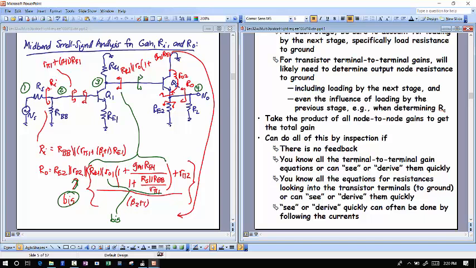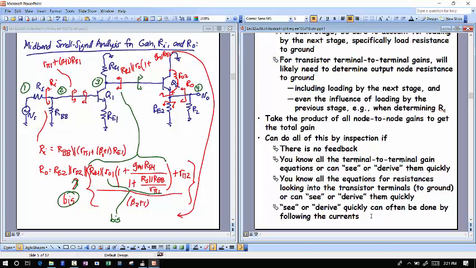So there's no feedback. You know all the terminal-to-terminal gain equations, or you can see or derive them quickly. Okay? You know all the equations for the resistances looking into the transistor terminals to ground, or can see or derive them quickly. By see or derive, I'm talking about I'm looking into this transistor. I know I've got R pi there, but I know that I have a different current running through RE as the base current, so RE has got to be something different than RE. Okay? And so that, to me, is following the currents going through this. And finally, you can see or derive quickly. So I just said that, by following the currents there. Okay, so that's inspection analysis in a nutshell.